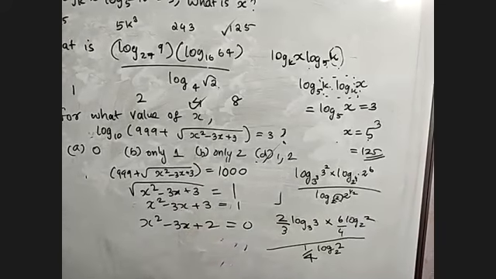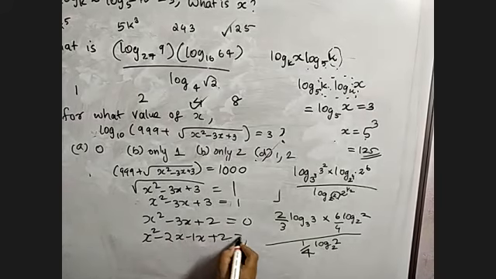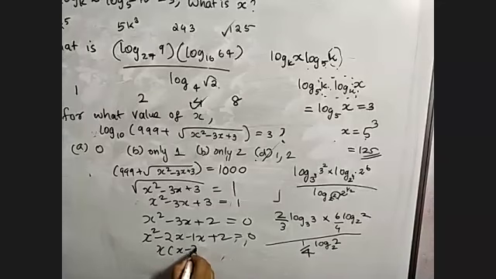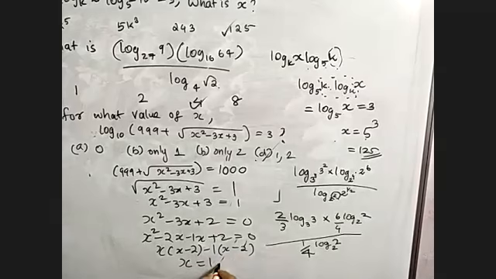Do middle term splitting. That is x square minus 2x minus 1x plus 2 equal to 0. So x into x minus 2 minus 1 into x minus 2. You'll get x is equal to 1 or 2.